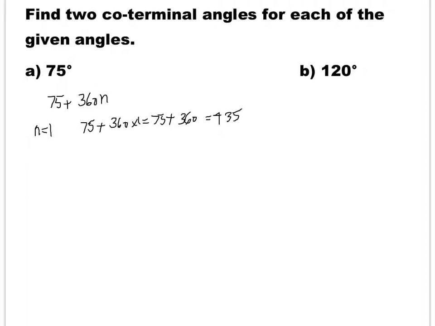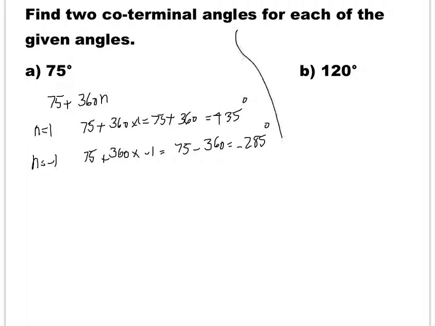The second one, I'm going to pick n equal to negative 1. So I'm going to say 75 plus 360 times negative 1, which is 75 minus 360, which is negative 285. So the two coterminal angles are 435 and negative 285 degrees. That's it.